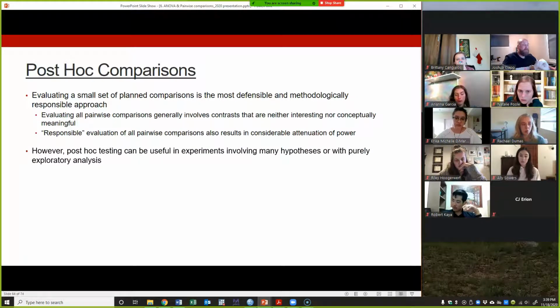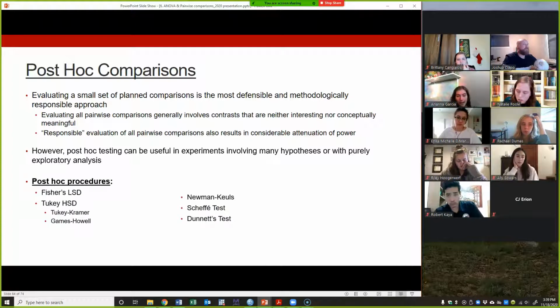But if I've got a situation where I have a lot of hypotheses, and this happens sometimes, maybe I really do have 10 different comparisons that I think are going to be important that I want to make. Well, then I need to go through and control for that. Probably if I'm going to make that many, some post hoc procedures can be helpful. Or if I'm looking at analyses that are completely exploratory, I don't know what's going to turn up, and so I'm just going to take a look in an exploratory fashion. Post hoc comparisons can be a good approach in that situation.